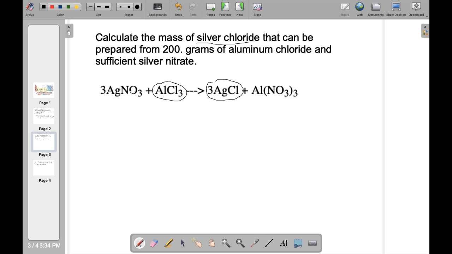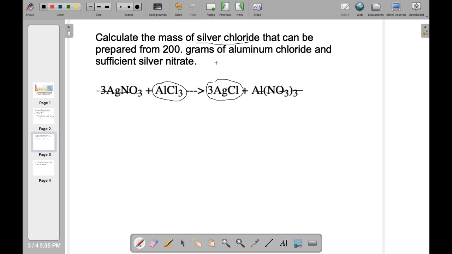So essentially in this question, by the way, this is already balanced. I have 3 NO3s over here, 3 NO3s over here, 1 aluminum, 3 chlorine. So this is balanced. In this question, essentially, this and this don't matter to me at all.